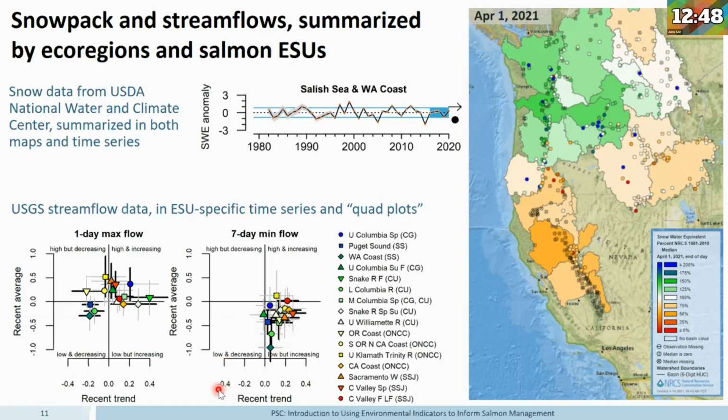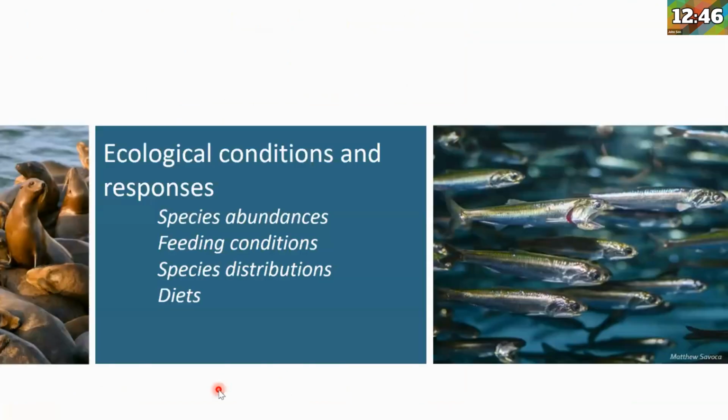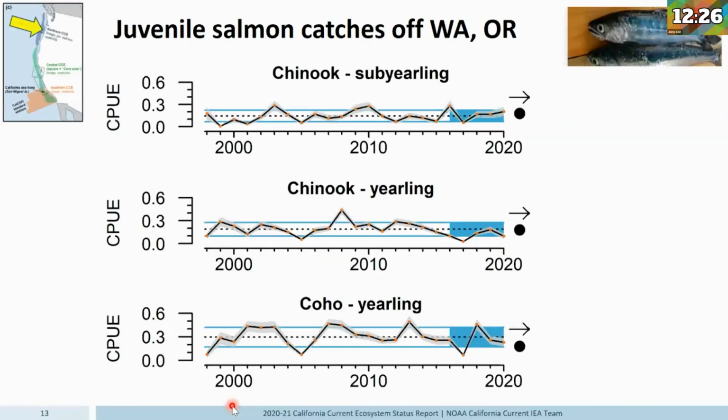No, I'm going rather fast here. I apologize for that. Some ecological conditions and responses that we also want to consider, just to translate how those physical drivers are manifesting themselves in a system. We do that by counting things, by trying to get a sense of indicators of their feeding conditions, also looking at things like distributions and diets.